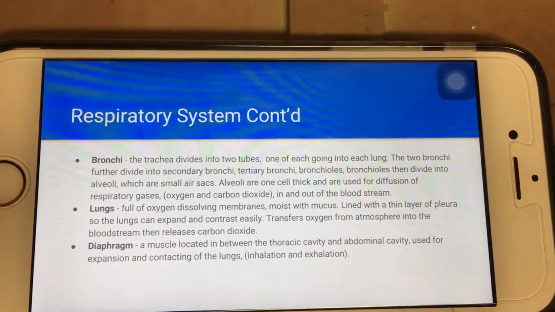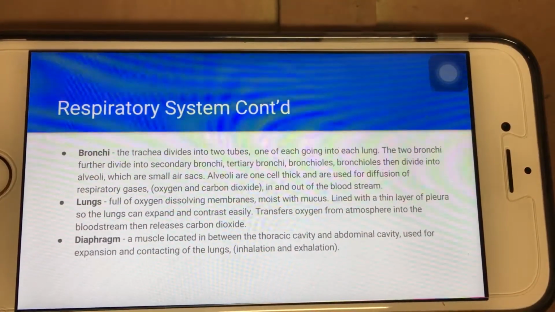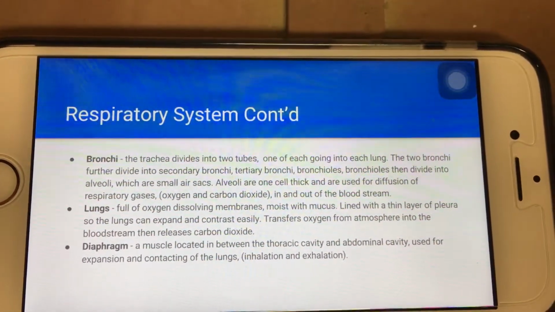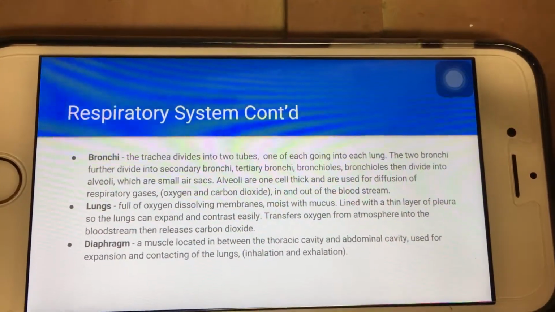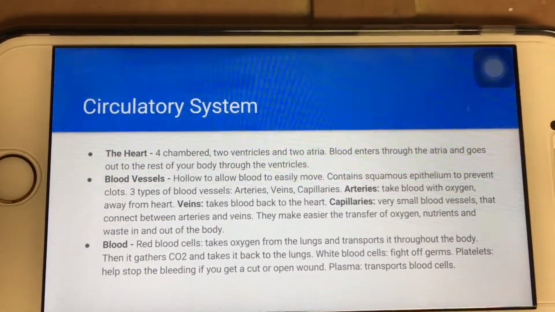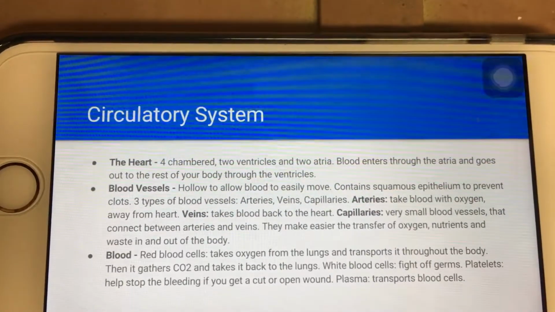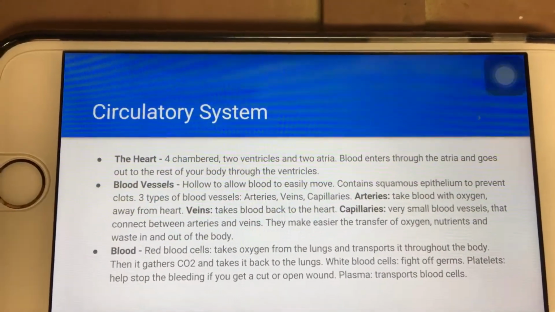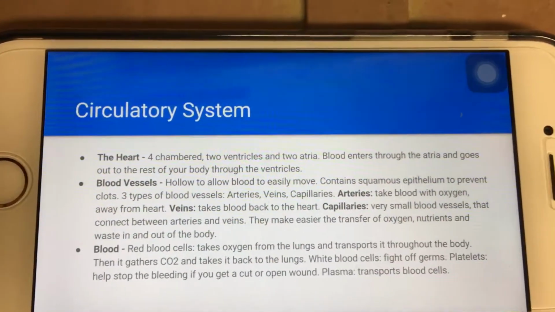Diaphragm. A muscle located in between the thoracic and abdominal cavities, used for expansion and contracting of the lungs, inhalation and exhalation. The circulatory system. The heart. The heart is four-chambered with two ventricles and two atria. Blood enters through the atria and goes out to the rest of the body through the ventricles.